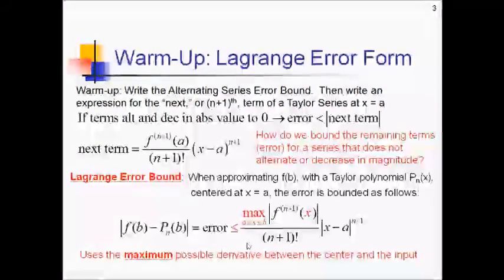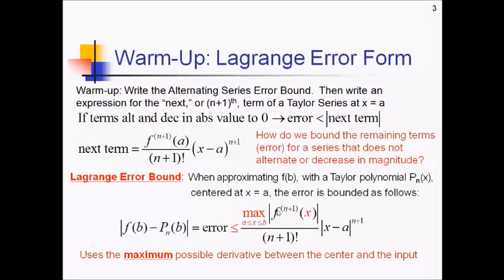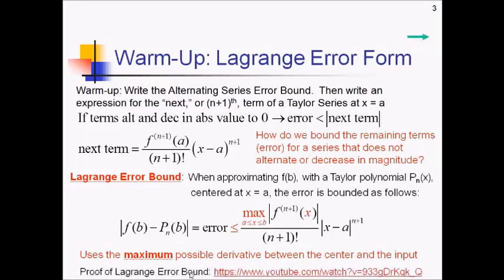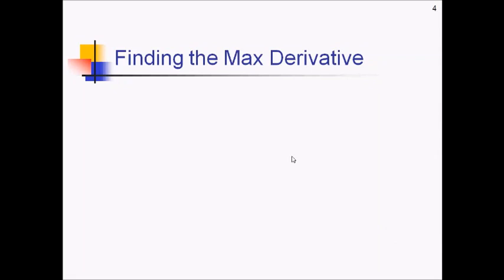Now, I haven't actually proven that taking the max derivative in this way bounds all the remaining terms, but if you would like a proof of the Lagrange error bound, here's a nice little YouTube video you can go to. Otherwise, on we march. Since the newest part of this Lagrange error bound versus alternating series is this idea of finding the max derivative, we're going to talk a little bit more about that.